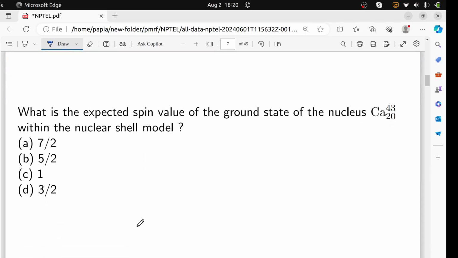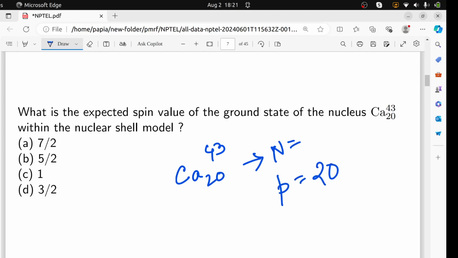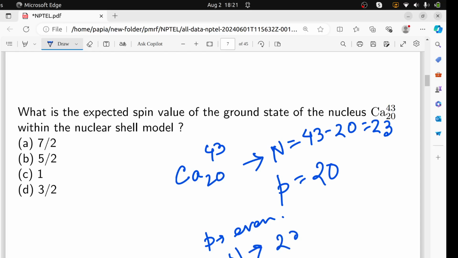Question number 2. What is the expected spin value of the ground state of the nucleus within the nuclear shell model? This is exactly similar to whatever we did in the previous question. Let me write here quickly. By seeing that notation, obviously you can write n and p value. P value will be 20, n value will be 23. Here you can see that p is even, so it will not give any contribution to spin and parity, but n will give a contribution because it is 23.